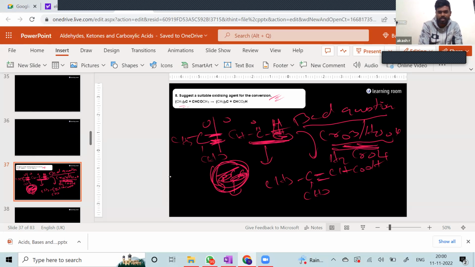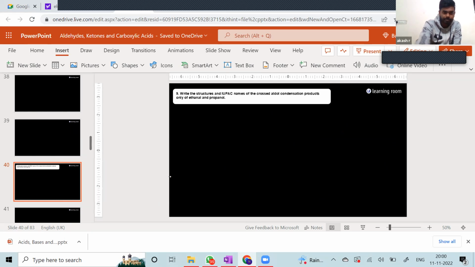HNO3 we cannot use for an aldehyde. Actually, in inorganic chemistry HNO3 can be used as an oxidizing agent, but nowhere in organic chemistry will it be used as an oxidizing agent. Okay, sir. Not only in this, nowhere in organic chemistry. Okay, right. Next, moving on.